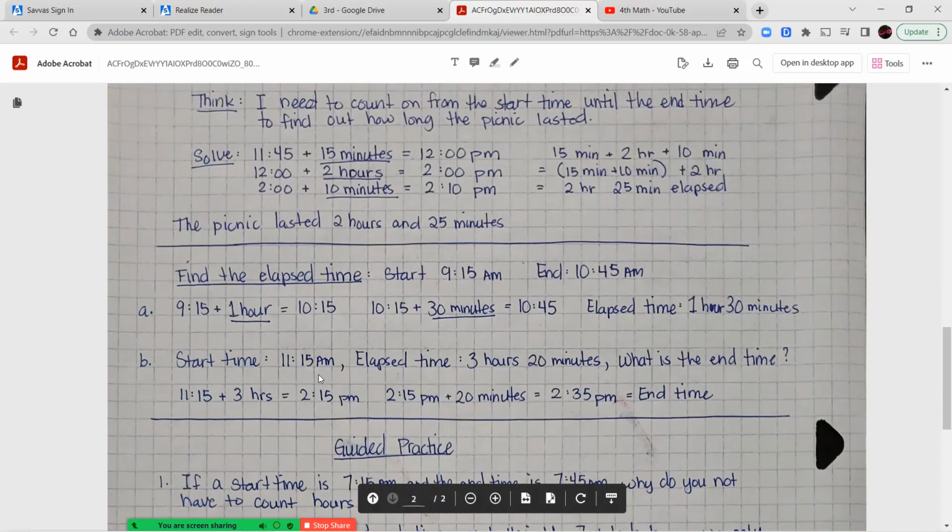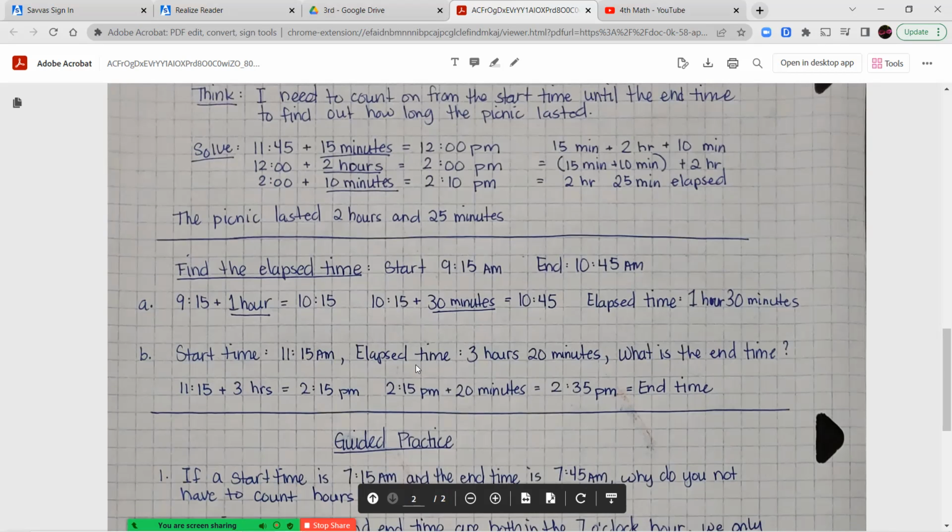For my next example, the start time is 11:15, and it tells me that 3 hours and 20 minutes have elapsed or gone by. So what is the ending time? So here they told me where I started and how much I need to add, and I need to figure out where I'm ending up. So 11:15 plus 3 hours will get me to 2:15. 2:15 plus 20 minutes will get me to 2:35. So my end time is going to be 2:35 p.m.